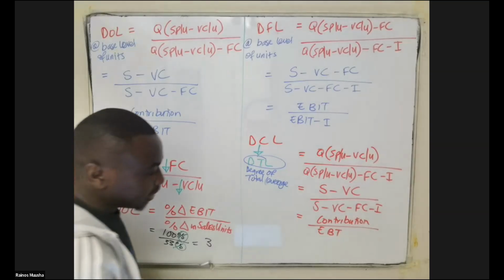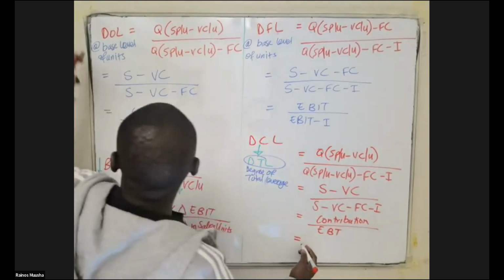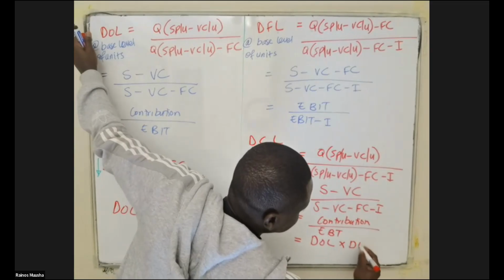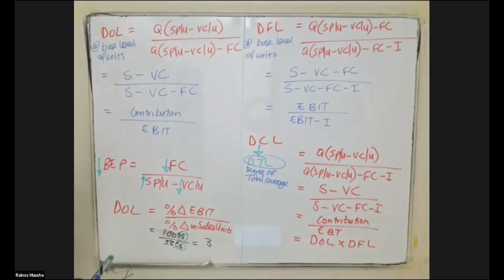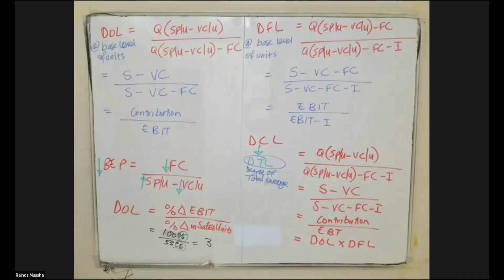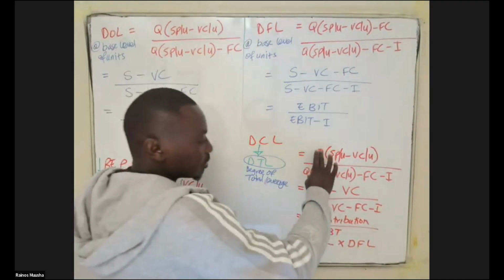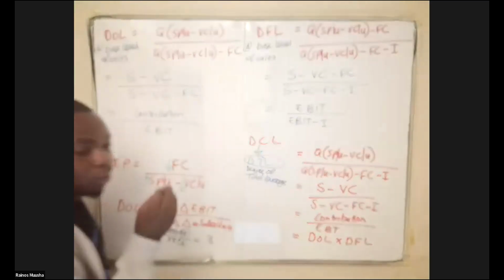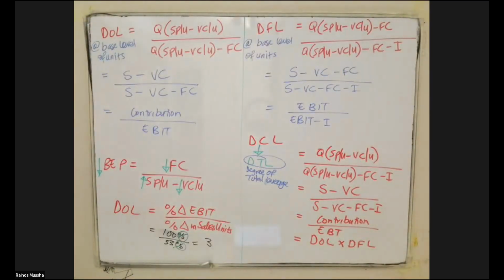The degree of combined leverage can also be given as your degree of operating leverage multiplied by your degree of financial leverage. So if you multiply them together, they give you the degree of combined leverage. So it will depend whether you're going to use this, or this, or that. It all depends on exactly what information they give you.